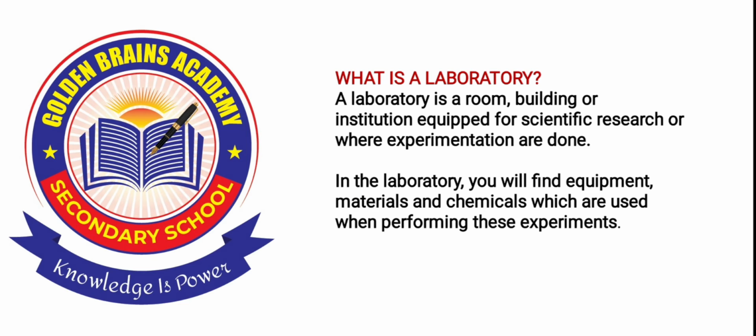And these things, the quantity of these chemicals are measured in the laboratory. The quantity is identified, the danger associated with the use of the chemical, they minimize the danger at the lab level. So in the laboratory, you will find equipment, meaning you will find things that they use, or sometimes they call them materials, or they call them apparatus. And you will also find chemicals which are used when performing this experiment.